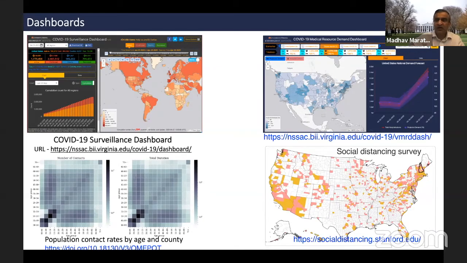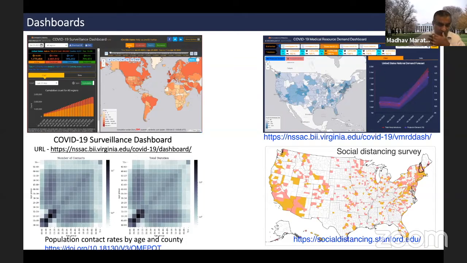We built another dashboard for our state to tell them how the medical resources are going to be used in the state in the next few weeks. The basic dashboard is generalizable to the US. We are working on the models to drive it, but it tells hospital systems in the state when they can expect bed capacities to be overshot if the disease continues on the path that it is on.